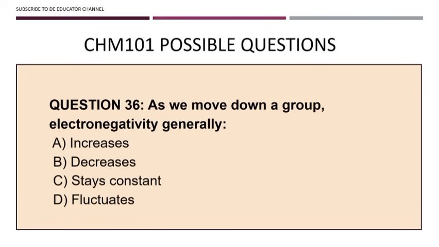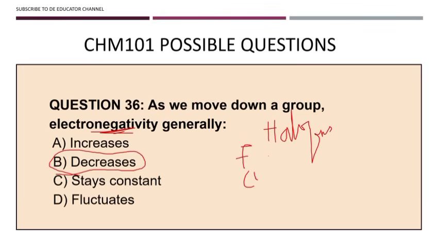As we move down a group, electronegativity generally decreases, right? You should take note, if you look at the halogens, that's where we have the most electronegative elements. We start with fluorine, right? Then we have chlorine, bromine, iodine, and so on. You see that fluorine has the highest electronegativity, followed by chlorine, and so on. So you see that the electronegativity is decreasing down the group.